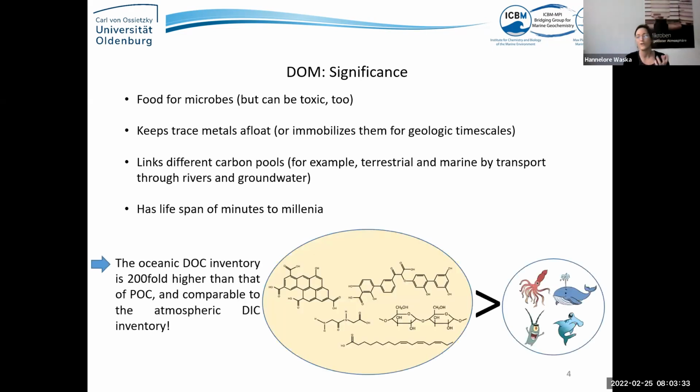And just to put this into context, why do we care about these small molecules? Well, the oceanic DOC inventory is 200-fold higher than that of particulate organic carbon, and that will include any kind of animal and plant that lives there, and is comparable to the atmospheric CO2 inventory. So that's a lot of carbon that we need to take into account, and we want to know where it goes.